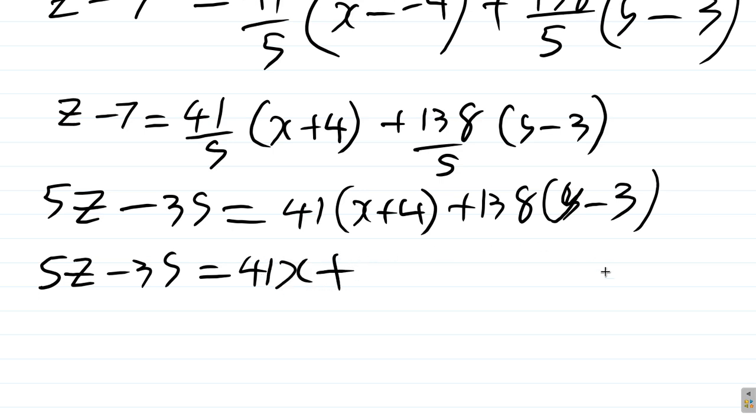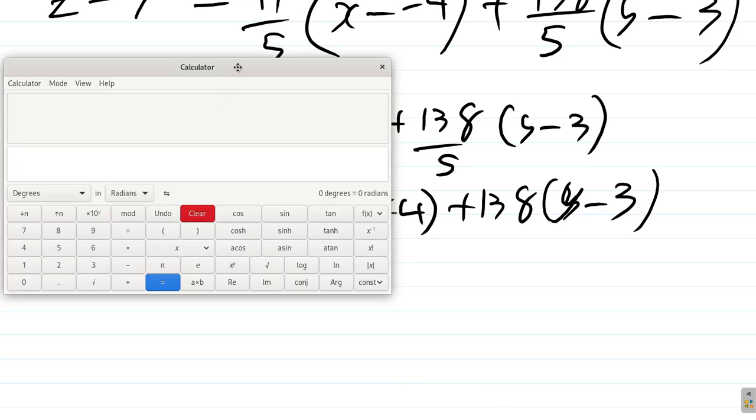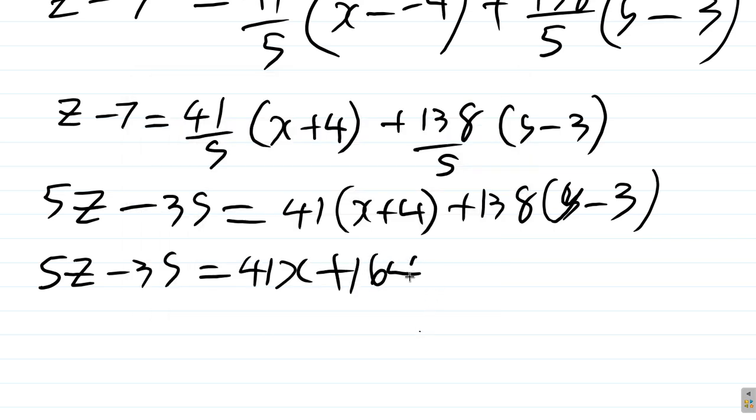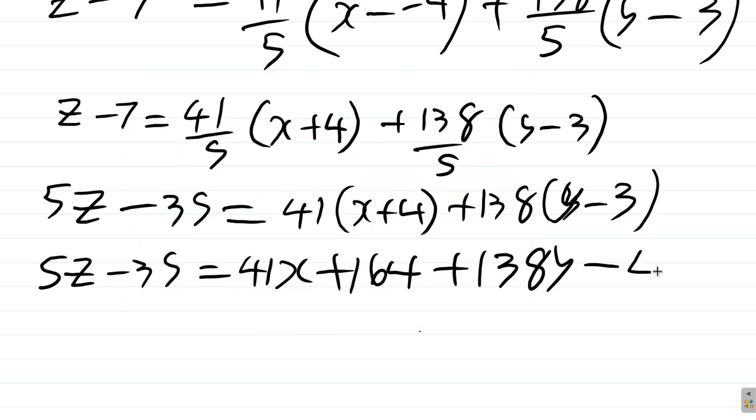41x plus, let's just use a calculator here, 41 times 4 equals 164. So we have 164 plus 138y minus, so it's going to be 138 multiplied by 3. 138 times 3 equals 414.